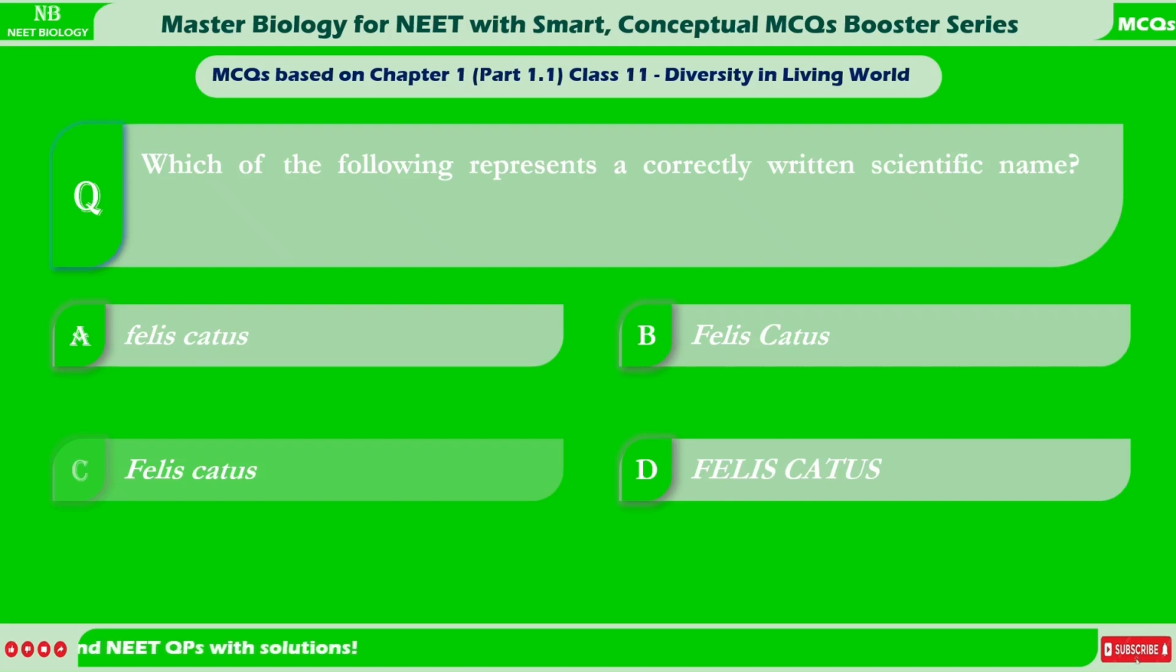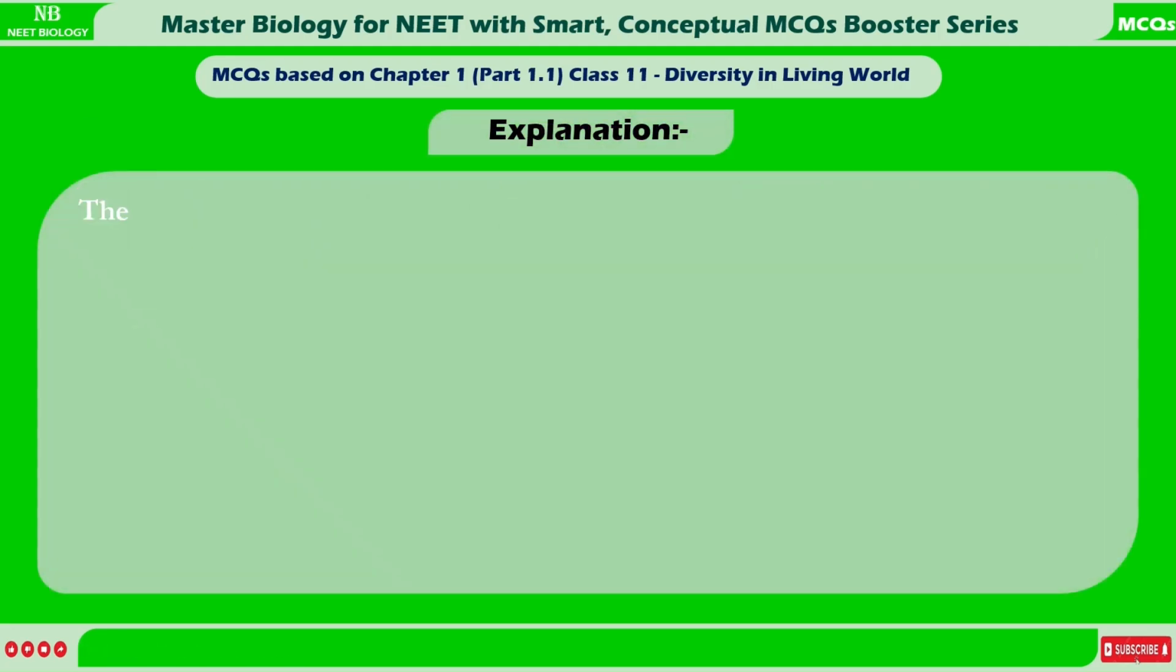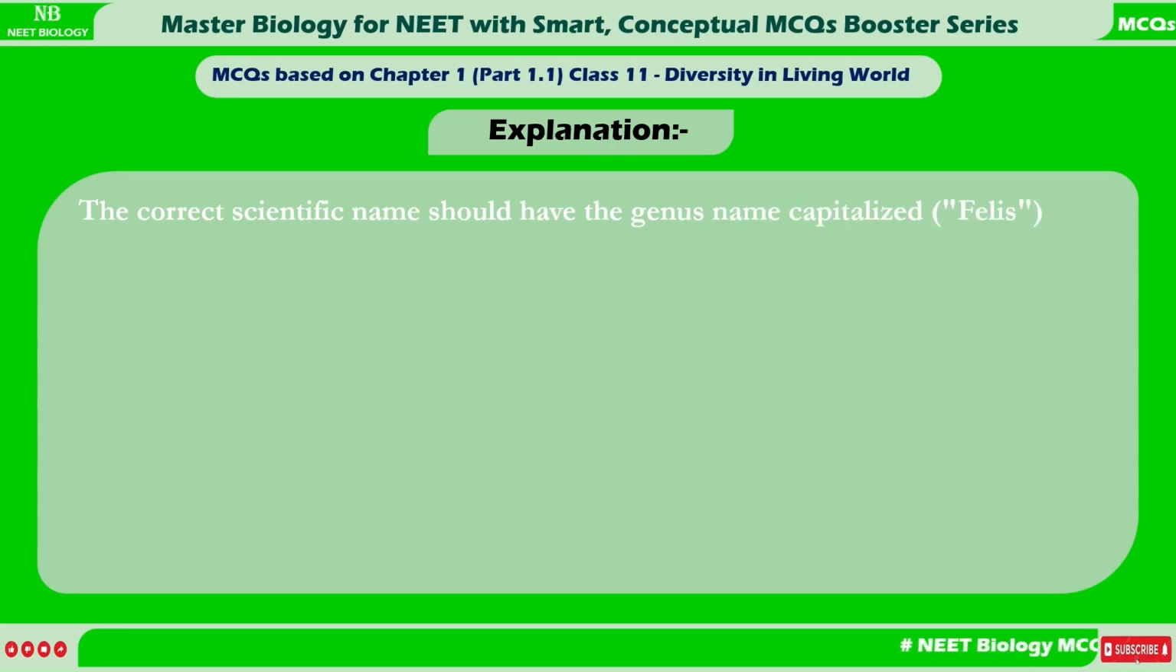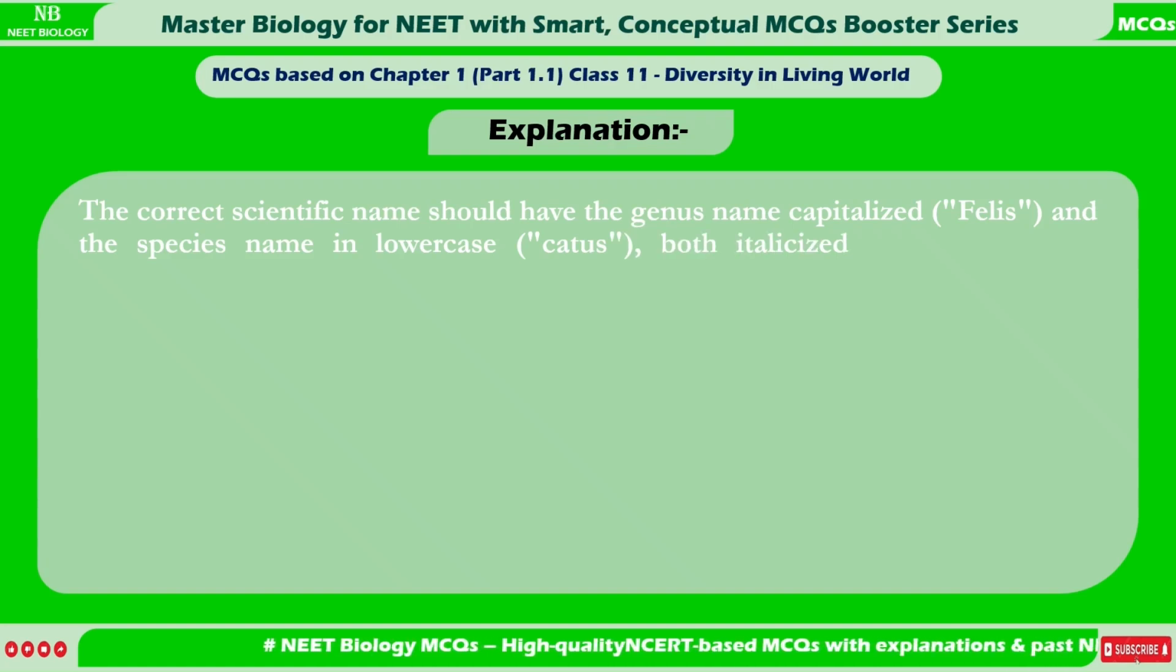Option C is correctly written. Explanation: the correct scientific name should have the genus name capitalized, Felis, and the species name in lowercase, catus, both italicized or underlined if handwritten.